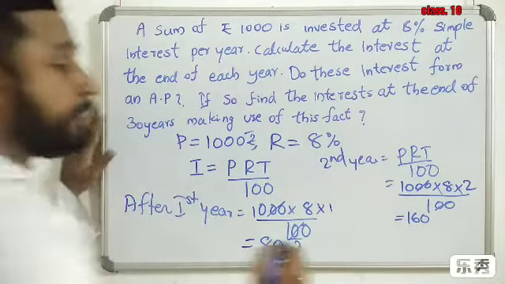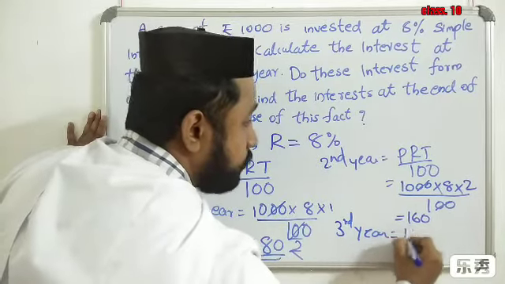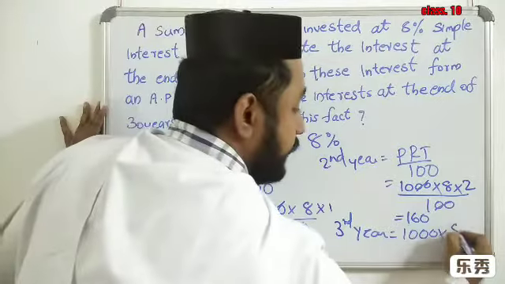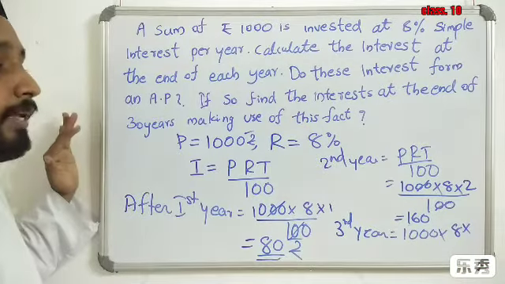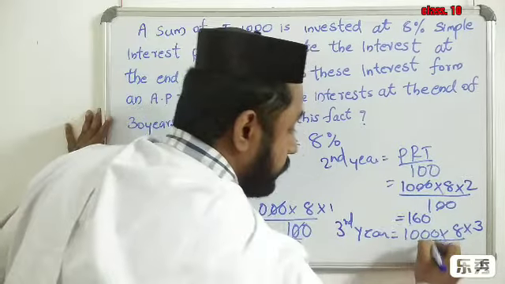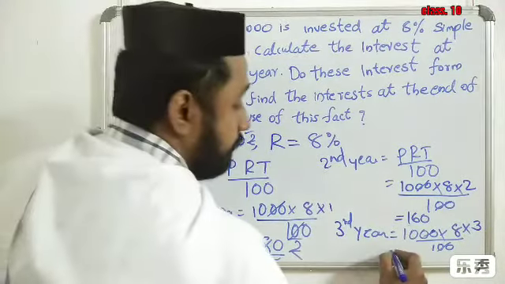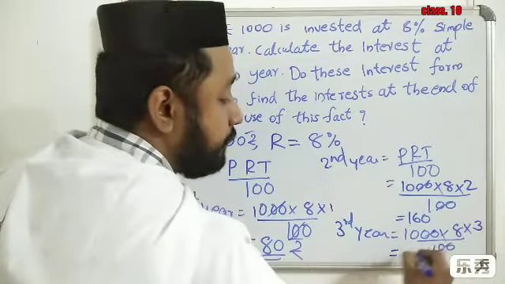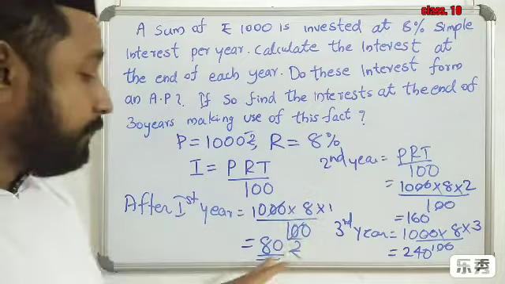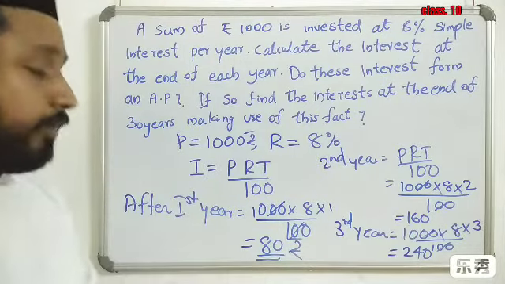What about after the third year? 1000 into rate 8, and after 3 years T is 3, by 100. So the zeros will cancel. 10 into 8 into 3, which means 10 into 8 is 80, and 80 into 3 is 240. So at the end of the third year, we got 240. End of the second year, 160. After the first year, we got 80.